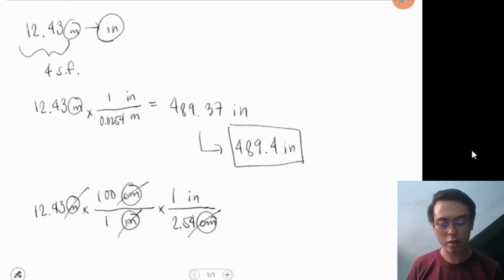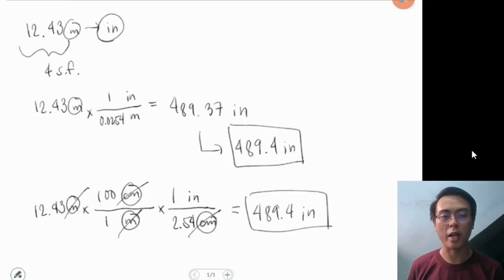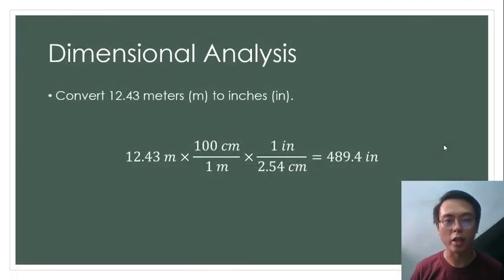So if you perform this calculation, we should be able to arrive with the same answer. So that is 12.43 times 100 divided by 2.54. So that is also 489.4 inches, retaining the four significant figures on the final answer. That is how we convert using the dimensional analysis method or the unit factor method. Okay? Okay, so we have the same answer, 489.4 inches.